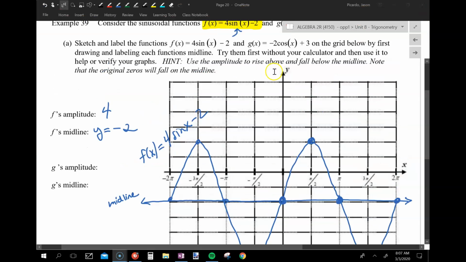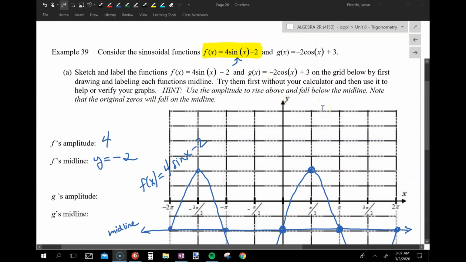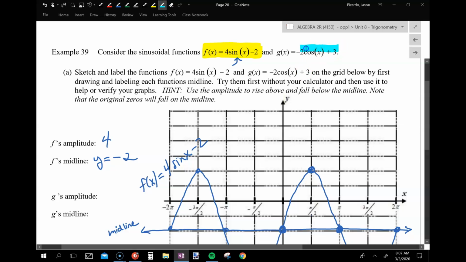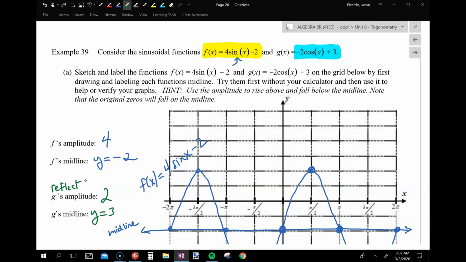All right, so Cam reminded me of a couple of things here as I was looking at what he did. Thing number 1. What's my midline? Okay. What's my amplitude? Okay, now hang on. My amplitude is 2. The negative sign means I'm going to what? Means I need to reflect it. Okay? So, still going to draw my midline.